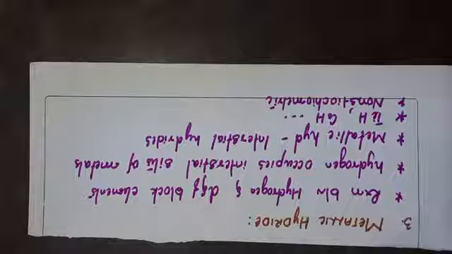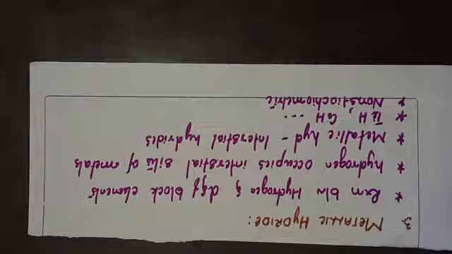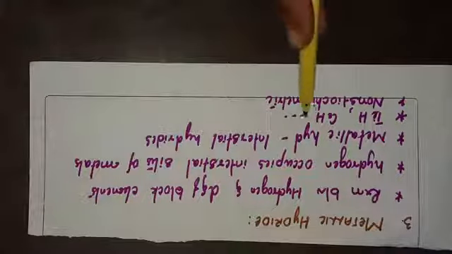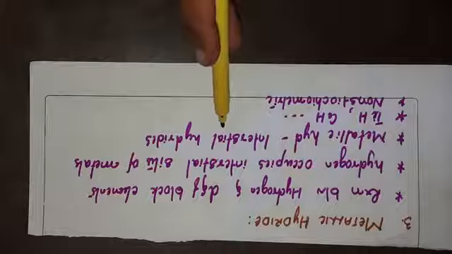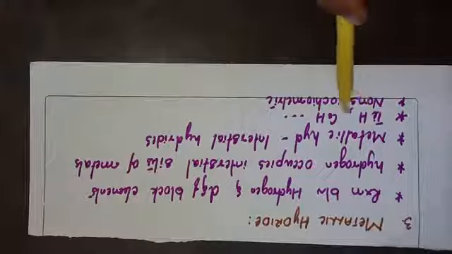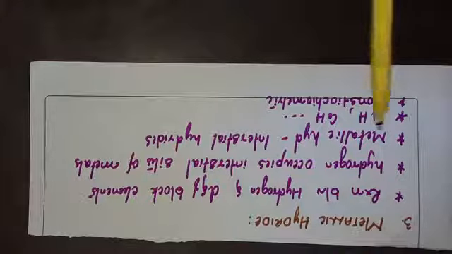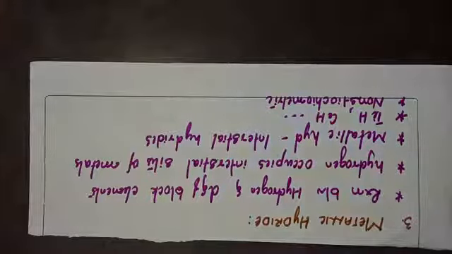As the hydrogen occupies the interstitial sites, these metallic hydrides are also known as interstitial hydrides. For example, titanium hydride, cerium hydride, that is TiH, CeH. These metallic hydrides are known as non-stoichiometric hydrides.